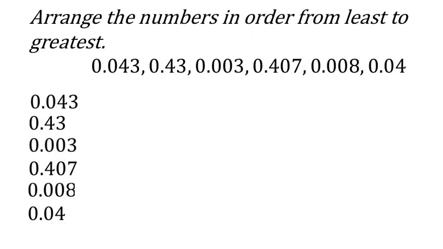Okay, so I've already lined these up, listed from left to right, top going down. Now we notice in the ones place value, these are all zeros. So we can move on to the next place value, the tenths, and we have a little differentiation. We got zeros and fours.